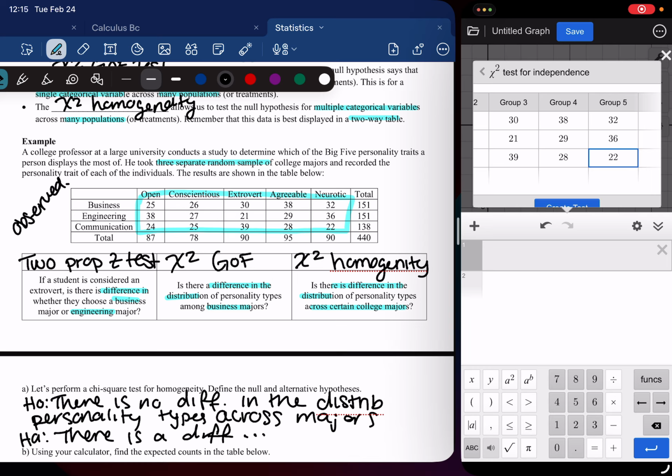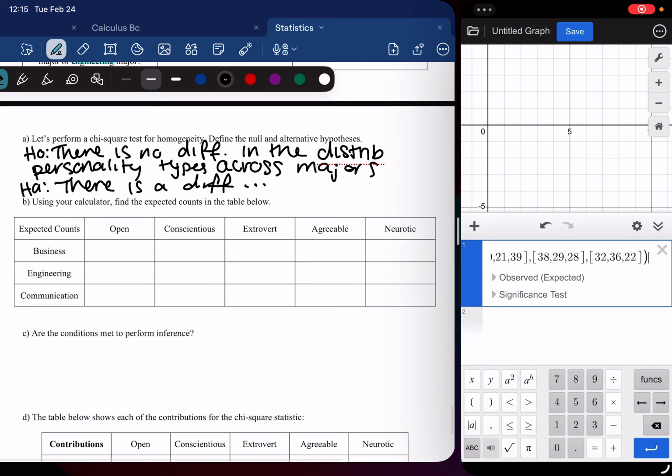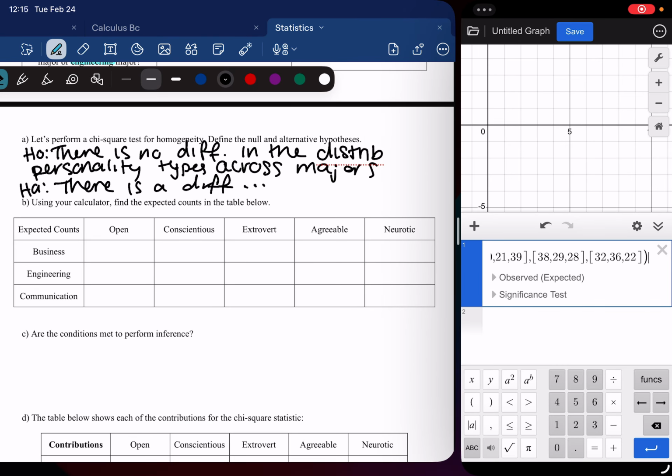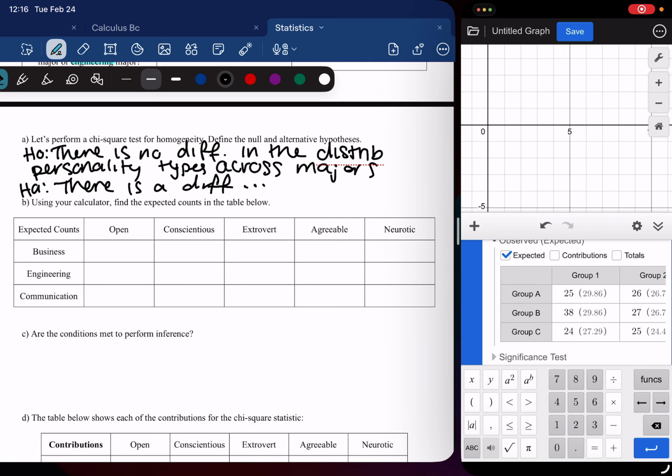Okay, so once you put in all of those data points, not including the totals, then you're going to hit create tests. And since we want the expected counts, we're going to click on the first drop down where it says observed. And remember, all the numbers that are in parentheses are what? The expected count. So all the numbers that are in parentheses, we're going to write that on our table here.